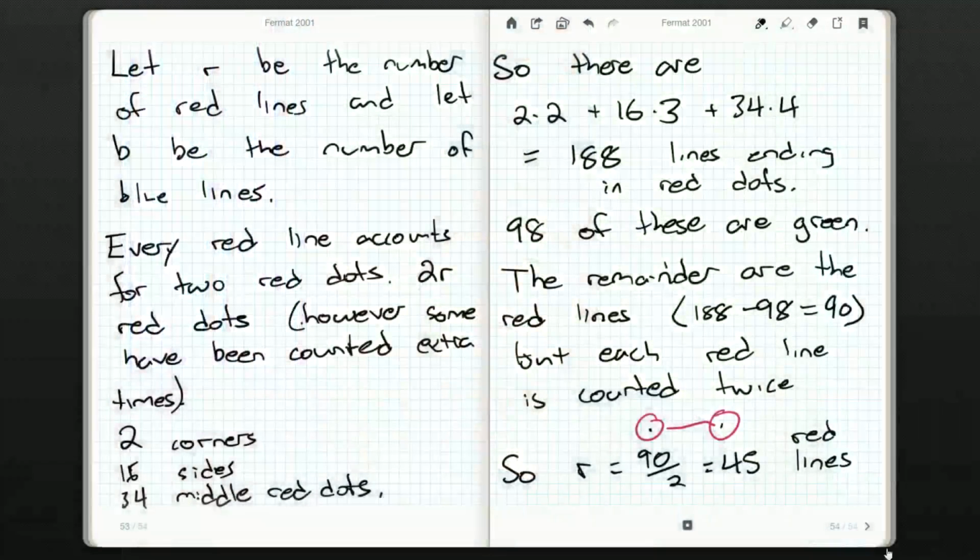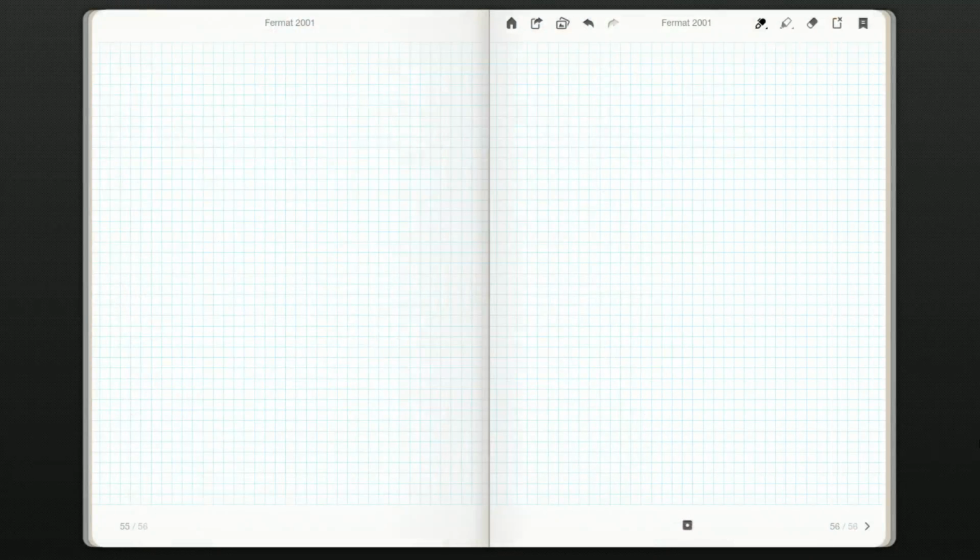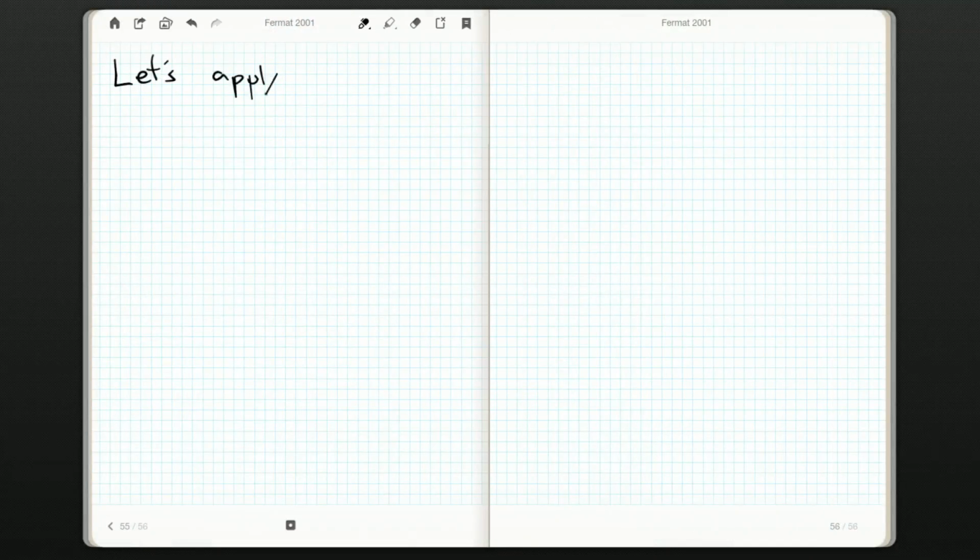And I'm going to figure out how many blue dots are there in the corners. How many blue dots are there on the sides? How many blue dots are there in the middle? Okay? And that's what we're going to work out. Both are perfectly good ways to do the question. Let's apply this reasoning.